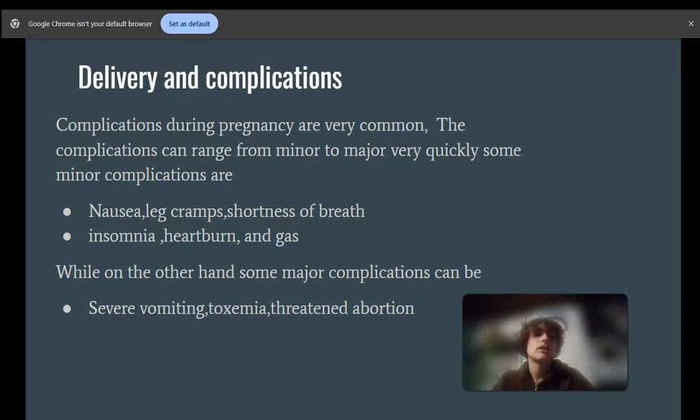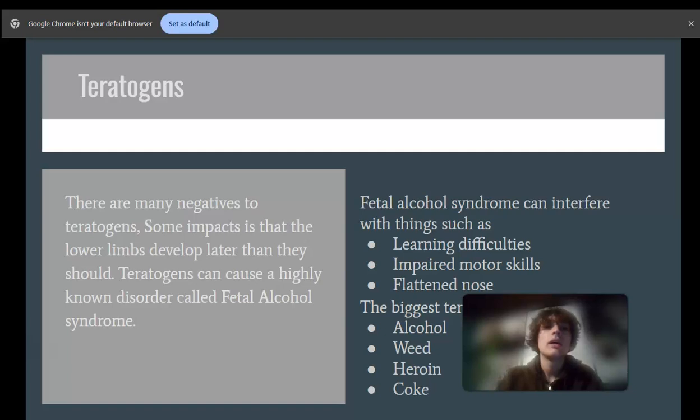Delivery and complications. Complications during pregnancy are very common. The complications can range from minor to major very quickly. Some minor complications are nausea, leg cramps, shortness of breath, insomnia, heartburn, and gas, while on the other hand, some major complications can be severe vomiting, toxemia, and threatened abortion.